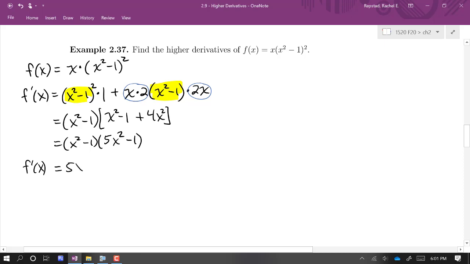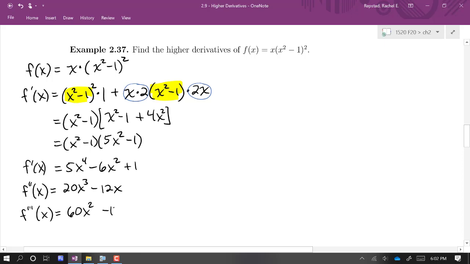We get 5x to the fourth. Let's see. Minus x squared minus 5x squared is minus 6x squared plus 1. So there's our first derivative. Now let's take the second derivative. We get 20x cubed minus 12x. And that's that. The third derivative is 60x squared minus 12.